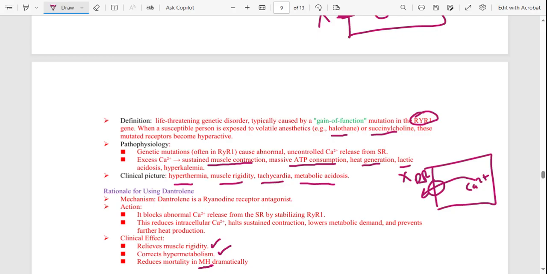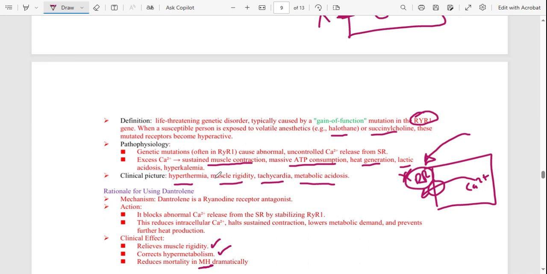So the ryanodine receptor is basically allowing calcium to leave the sarcoplasmic reticulum. Without the ryanodine receptor, calcium cannot leave the sarcoplasmic reticulum to cause all these effects that we've talked about. So in malignant hyperthermia, there's a mutation in the ryanodine receptor gene, the gene that forms the ryanodine receptor. And it is a gain of function mutation. Like the ryanodine receptor is working too much. It is allowing too much calcium to leave the sarcoplasmic reticulum, and that's what is causing the problem.